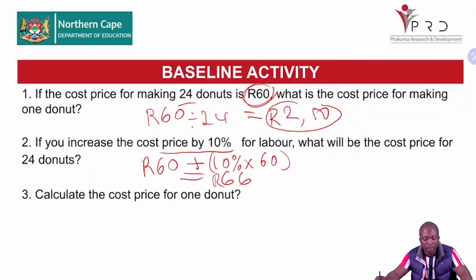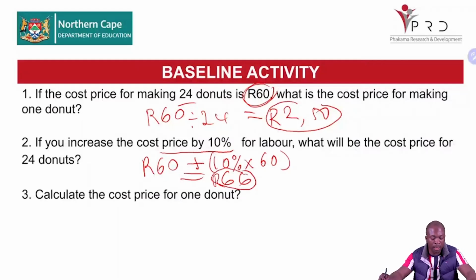Well done. But the examiner says we must look for all the 24. So this is how we are going to get the price for 24. Or you can actually work with the 2 Rand 50, where you find 10% of 2 Rand 50 and add it to the 2 Rand 50. Once you get the answer, you multiply by 24 items. That will still give you 66 Rand.